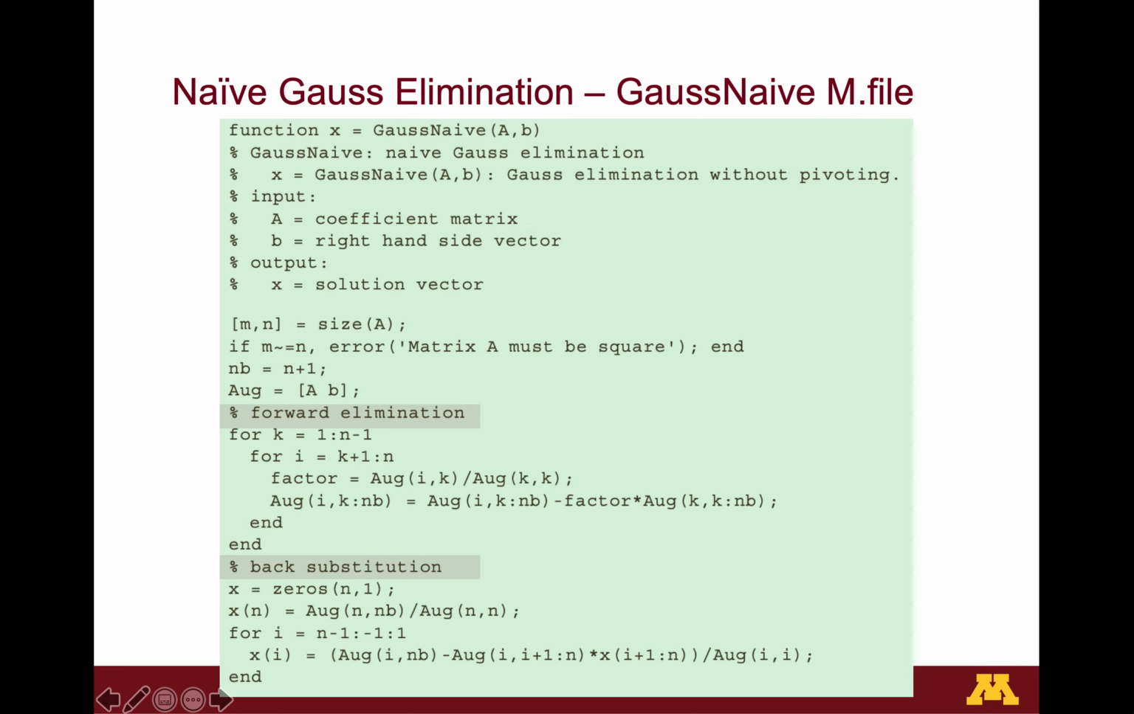This is the Gauss naive function and file. Inputs A and B are the matrix and vector from the original equation set, and output X is the solution of the equation set.